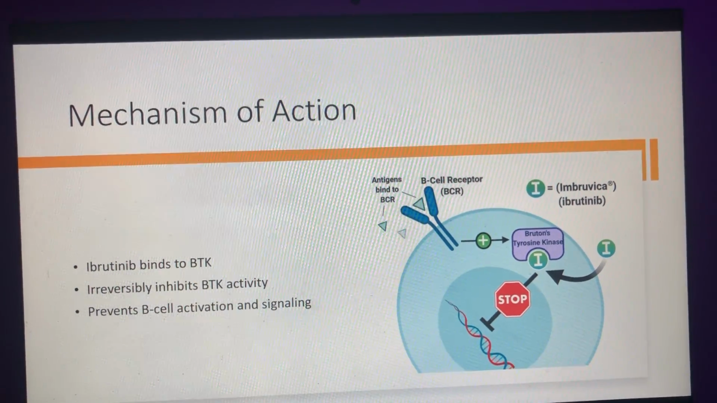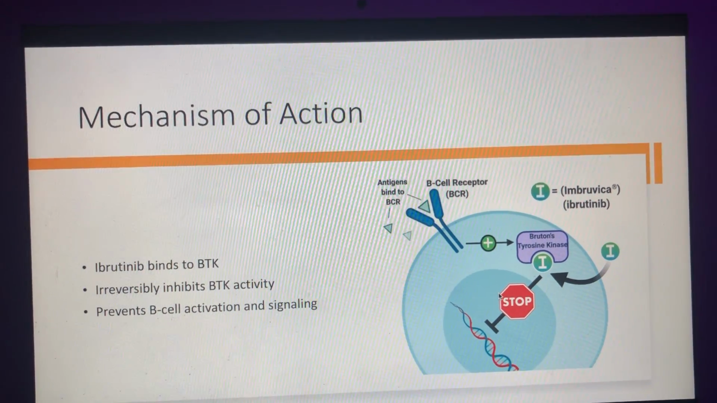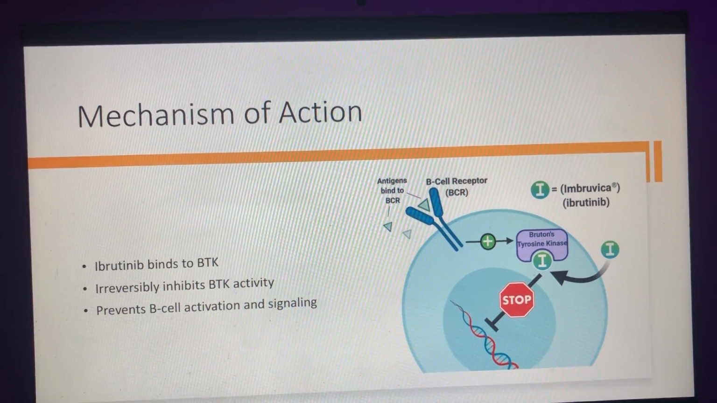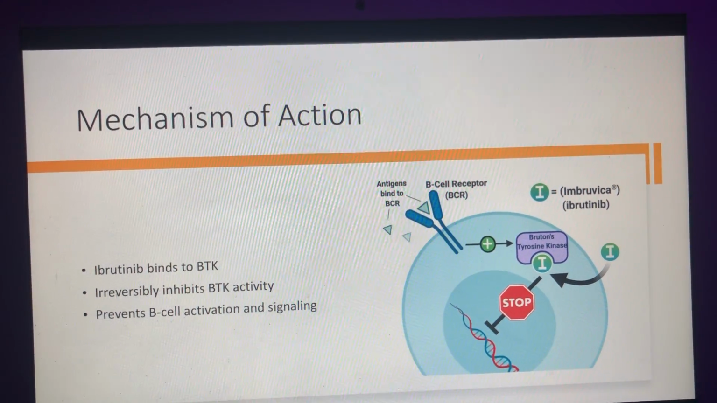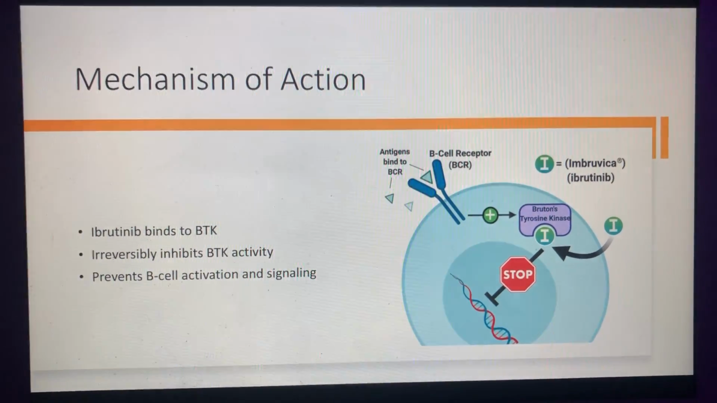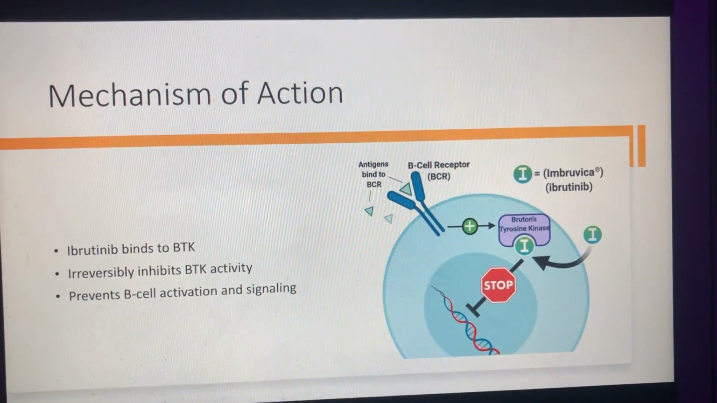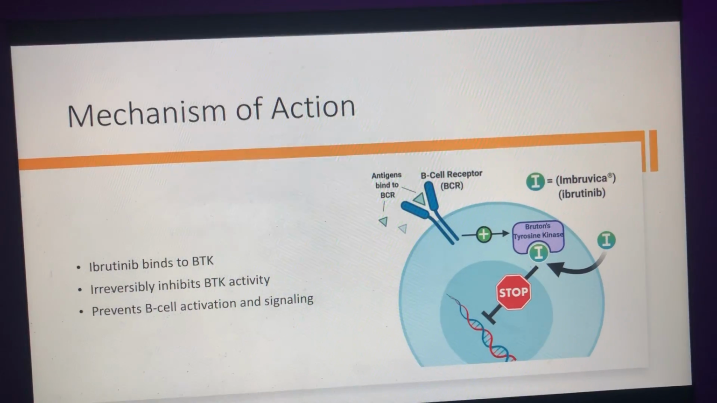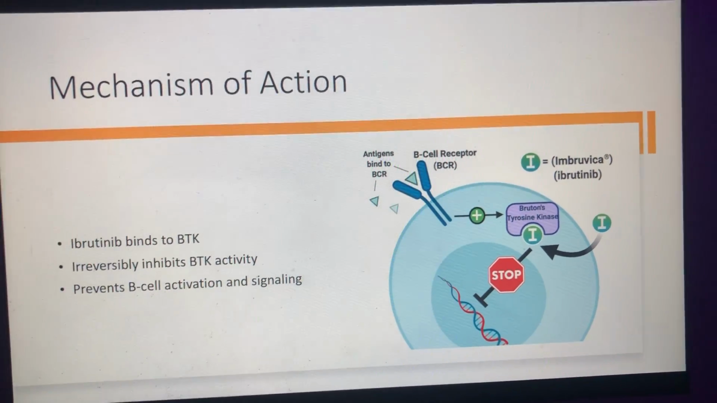So by inhibiting the activity of the enzyme here, B-cell activation and signaling are also inhibited. And when this is blocked, the cells stop growing and dividing, which ultimately results in the reduction of the spread of CLL, chronic lymphocytic leukemia. And this is why this drug works to treat cancer.